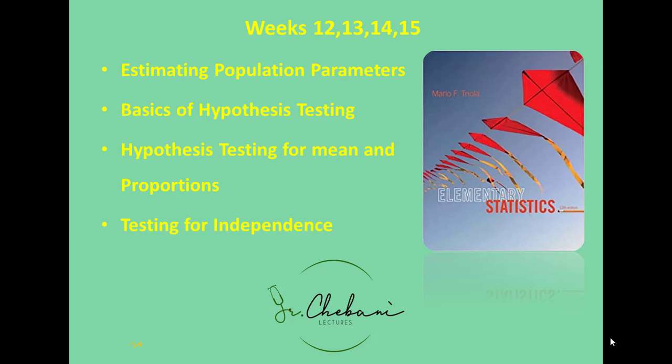Today we'll briefly cover estimating population parameters. We'll also look at the basics of hypothesis testing, where we'll look at procedures for testing for a proportion and mean. And we'll look at testing for independence, where we'll use the chi-square test to test for association or independence.